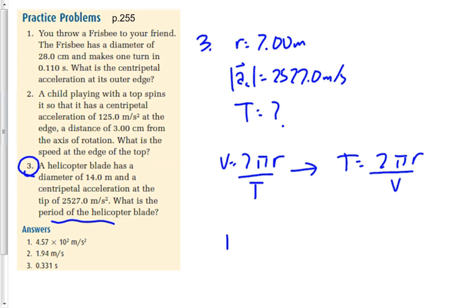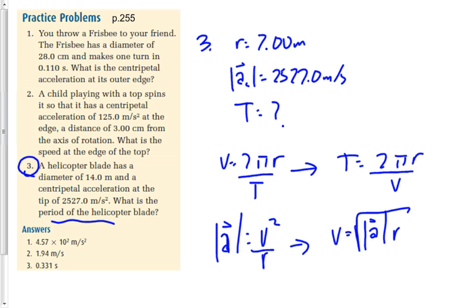We know that a is equal to v squared over r. Let's solve for v. The r goes up by multiplying, and we square root the v squared to get v. Now, we're going to say v is the square root of 2,527 times r. What was r? 7 meters.